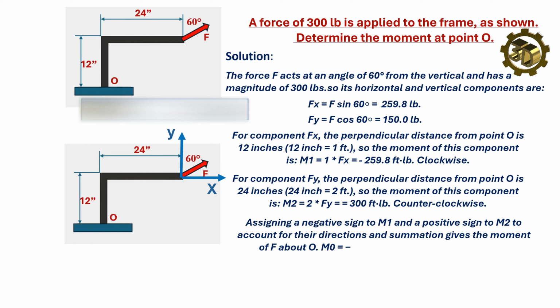MO equals minus M1 plus M2 equals minus 300 plus 259.8 equals minus 40.2 foot-pounds. MO equals 40.2 foot-pounds, counterclockwise.